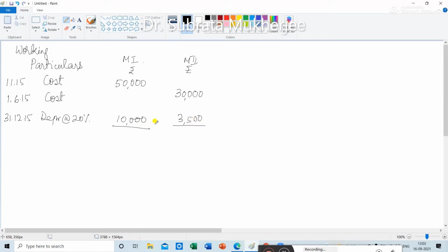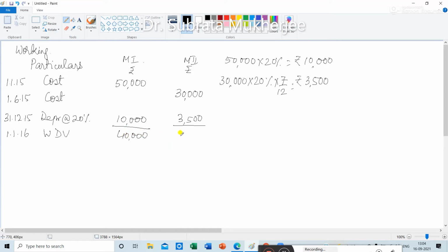How did I arrive at 10,000? 50,000 into 20% will give you rupees 10,000. And on 30,000, the cost of machine M2, into 20% into 7 by 12, this will give you 3,500. Since the machine was purchased on 1st June 2015, I have charged depreciation for 7 months. So the written down value on 1st January 2016 will be 40,000 for M1 and 26,500 for M2.